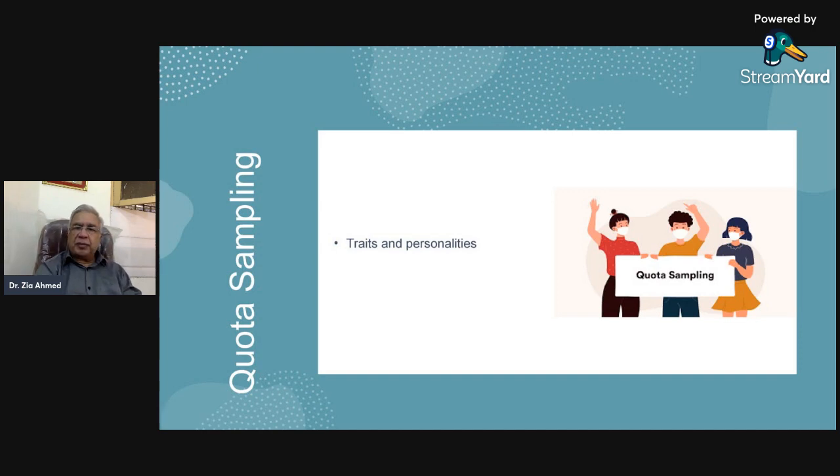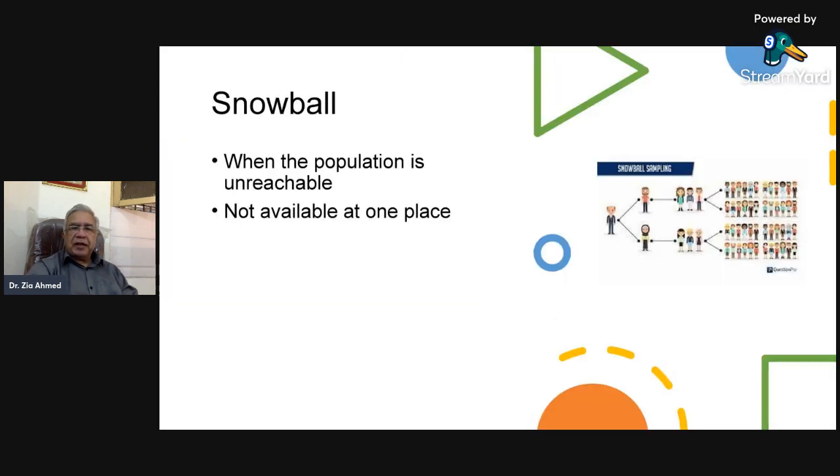For example, on a particular scale, if we think that one part of the population is aggressive, we may be taking certain members from the aggressive group and certain members from the non-aggressive group. And in that way, some other methods may also be utilized, that is called quota sampling.